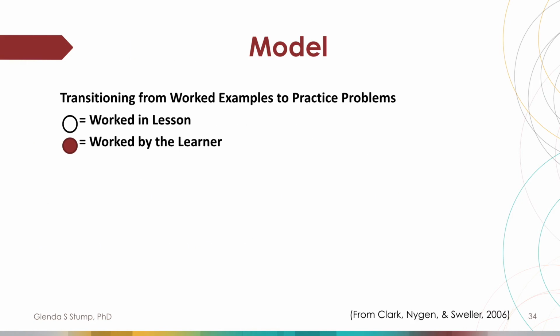Here I have a model of a progression of backwards fading. Suppose you have a 3-step problem that you're working with the students, and in this model, you can see in the diagram the hollow circle is what's worked in the lesson, and the completed circle is what's worked by the learner.